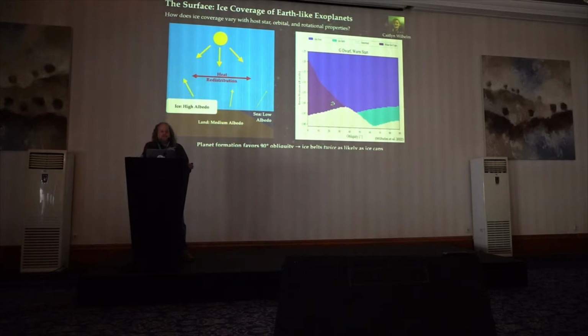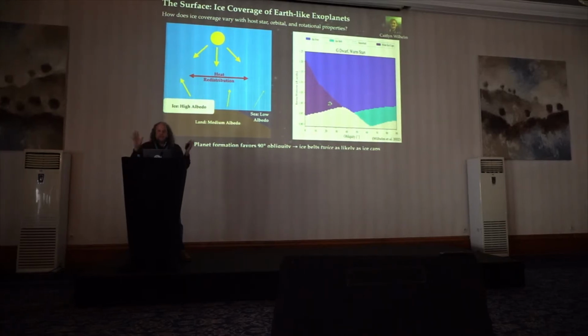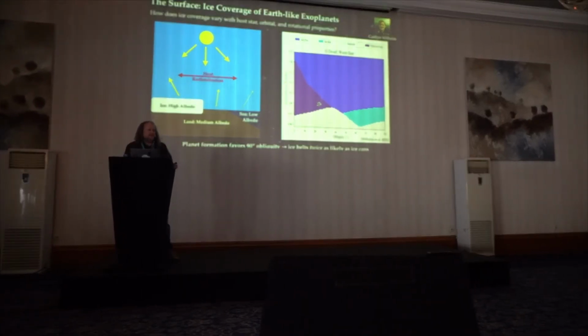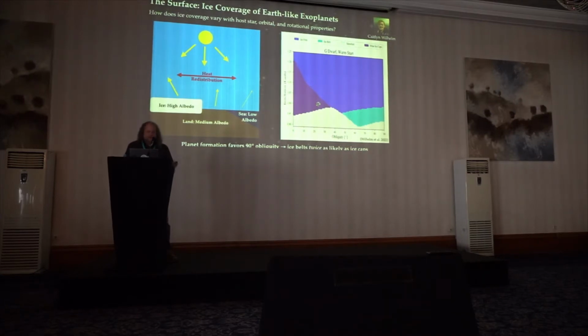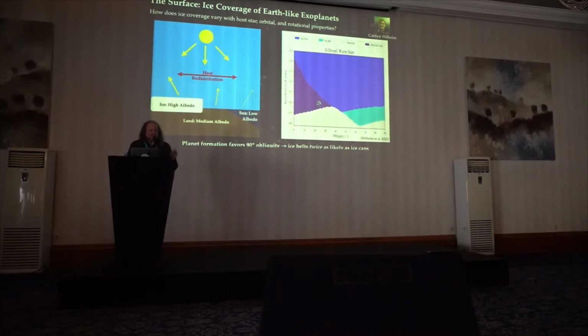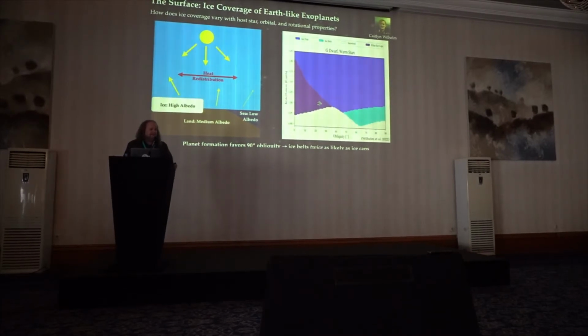And from these results, and there are many other simulations, there were a total of 270,000 simulations in this paper. But what we find is that ice belts are going to be twice as likely as ice caps on planets around FGK stars. So we'll see if that pans out. Waiting for the E-ELT to be built to test this out.